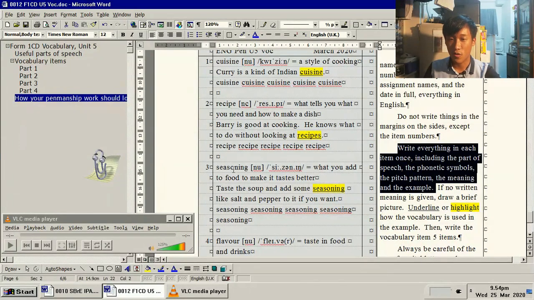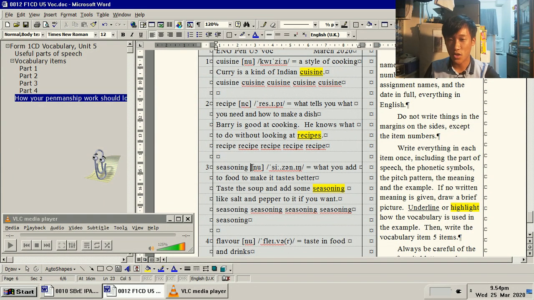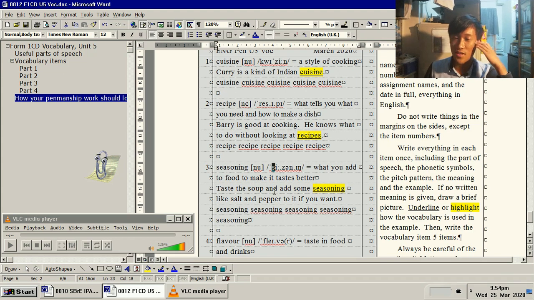So the item, of course, the part of speech, of course, is an uncountable noun, seasoning. The phonetic symbols. Now, I did not ask you to write the phonetic symbols, that means the IPA, in the first term. I want you to practice writing it in second term. I will not do it in the dictation, but if you write the IPA, it helps you to think about the sounds in the item and the syllables in the item.